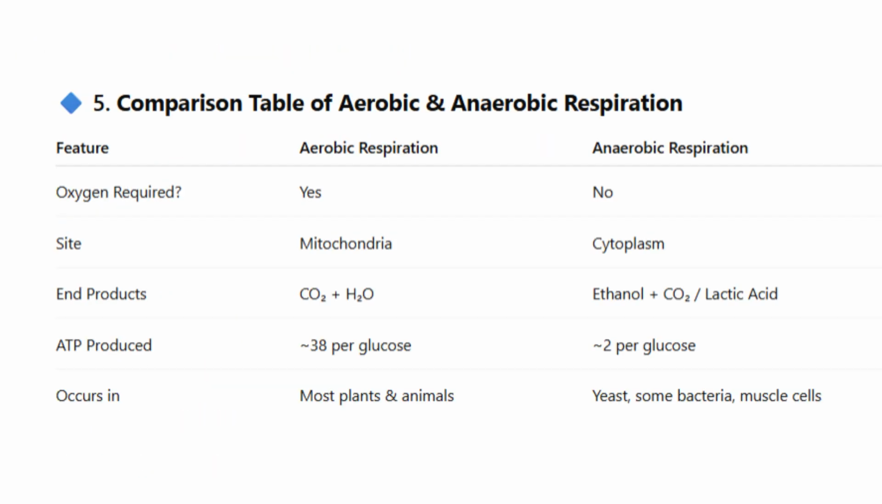5. Comparison. Aerobic versus anaerobic respiration. Let's quickly compare the 2 types. Feature: aerobic respiration, anaerobic respiration. Oxygen required: yes, no. Site: mitochondria, cytoplasm. End product: CO2 plus H2O, ethanol plus CO2 or lactic acid. ATP produced: around 38 per glucose, only 2 per glucose. Found in humans, animals, plants; yeast, some bacteria, human muscles.